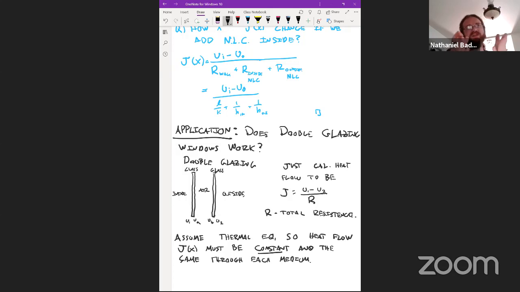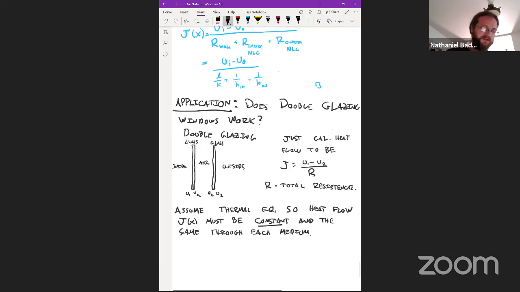Right? If they're not the same, if the heat flow is higher through the first pane of glass, then that means the temperature of the air must be increasing, right? We're introducing heat into the system faster than we're sloughing it off, so the temperature must be increasing. As long as we're at thermal equilibrium, all these heat flows have to be the same.